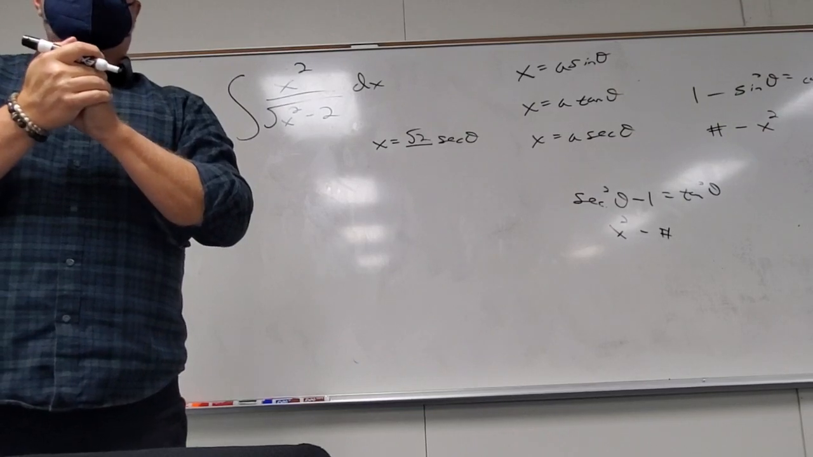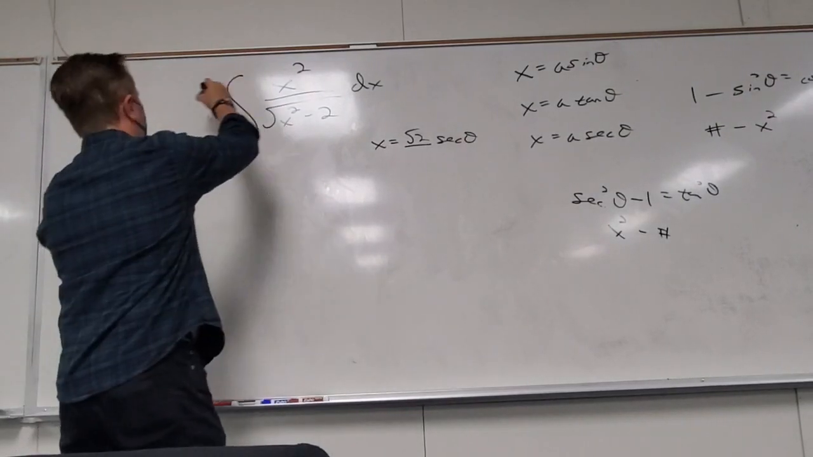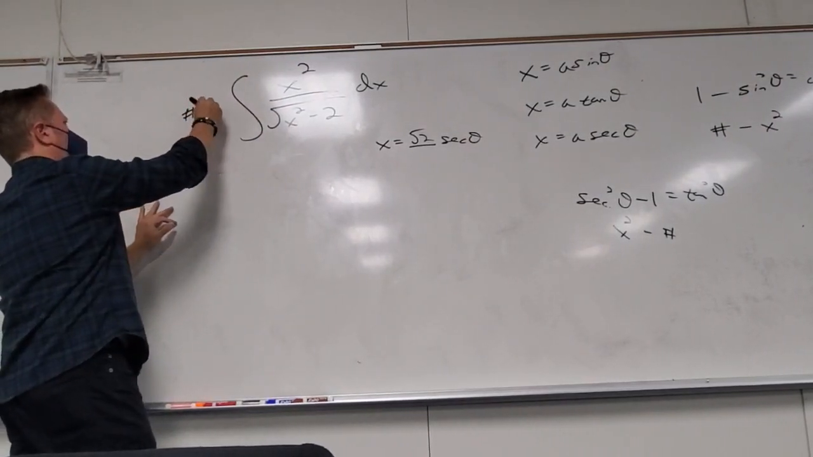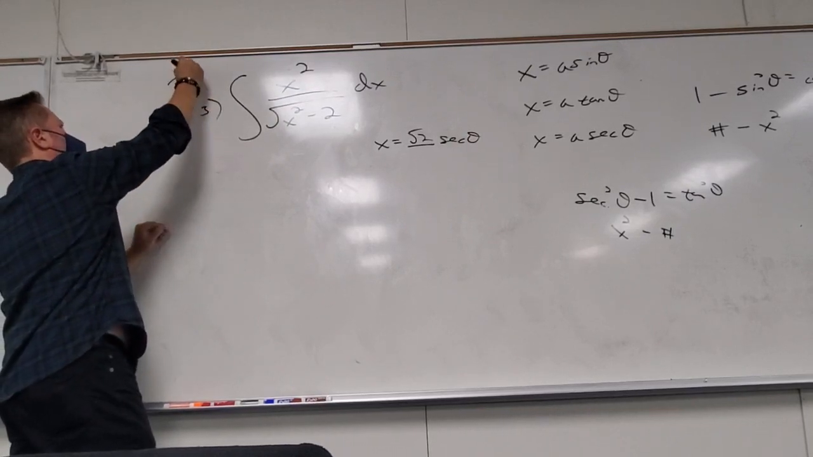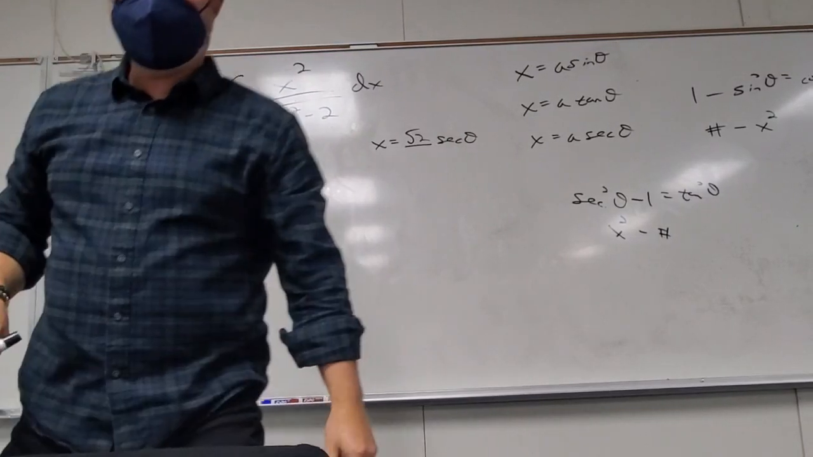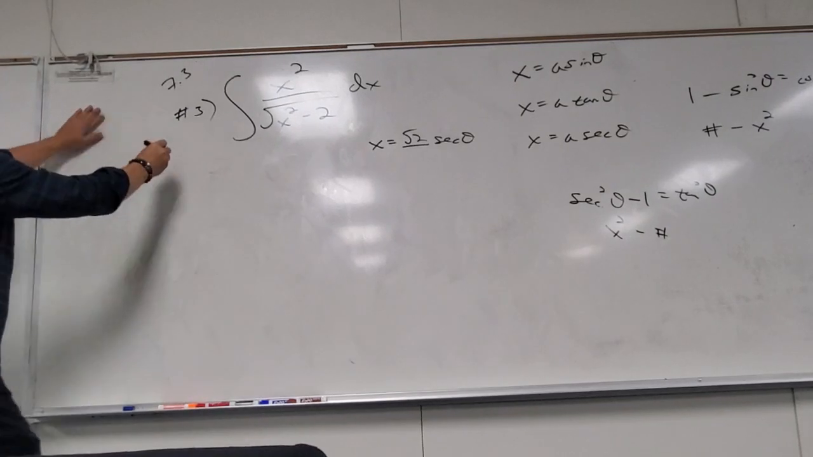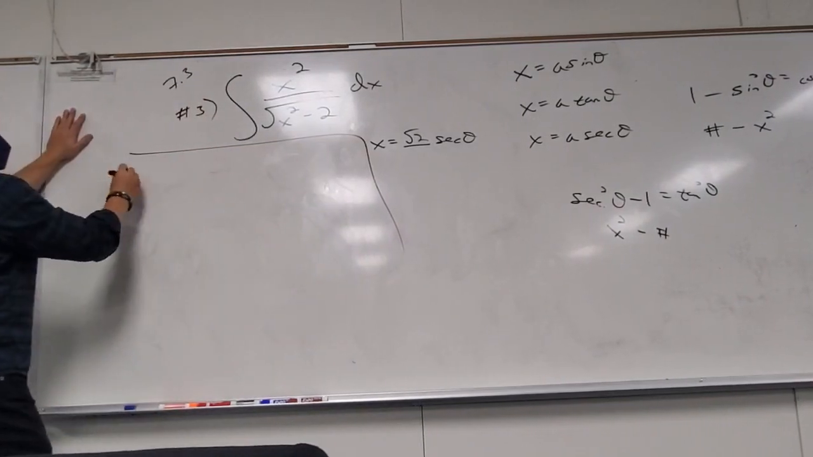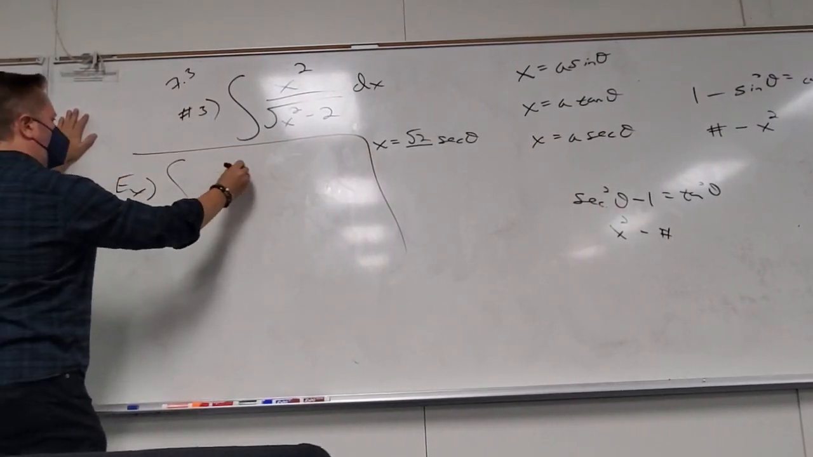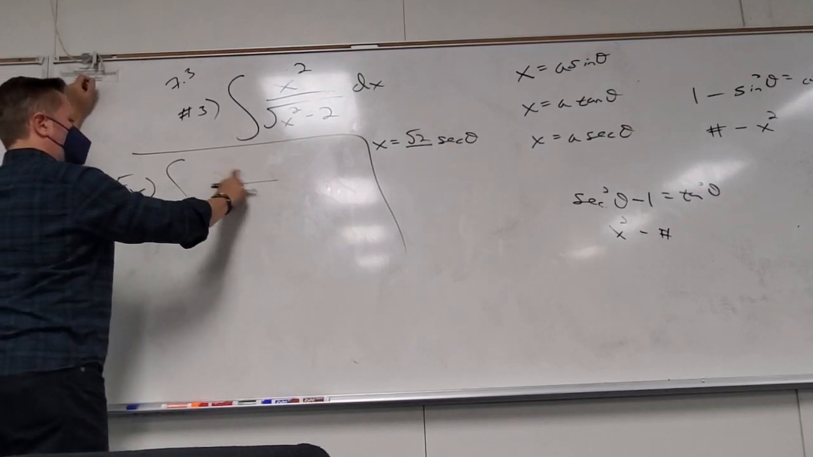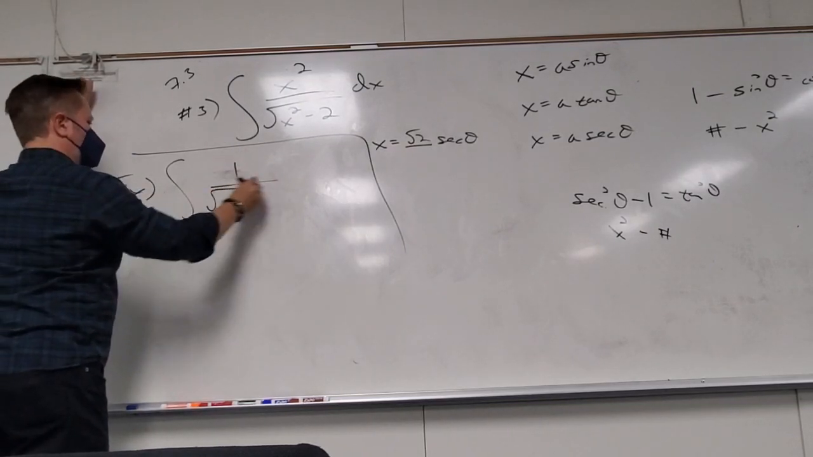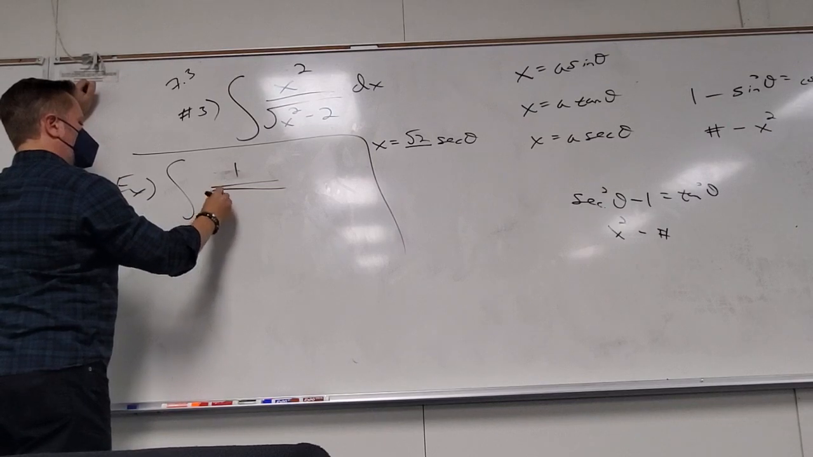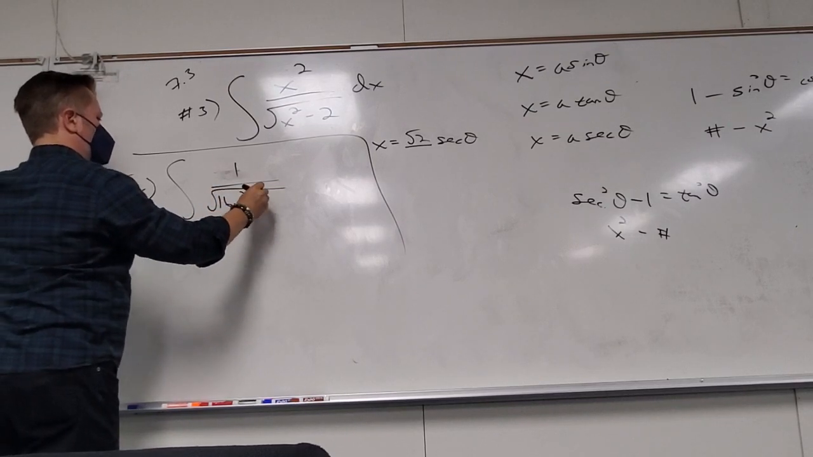Okay. So let me ask you this. What if, this is number 3, right? 7.3, is that right? Is that where we're at? Yeah. What if I had this? This is my own example. What if I had the integral of x over, let's make this 1 over the square root of 16x squared minus 49.